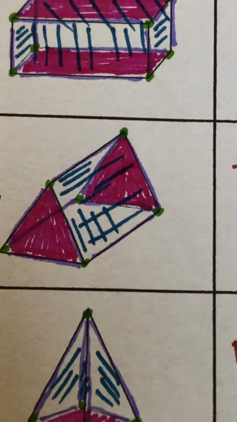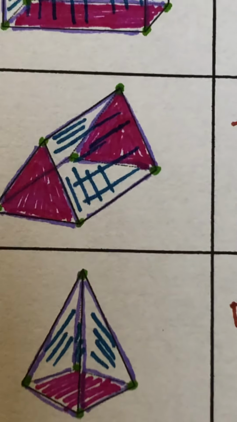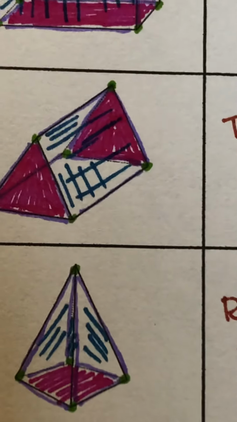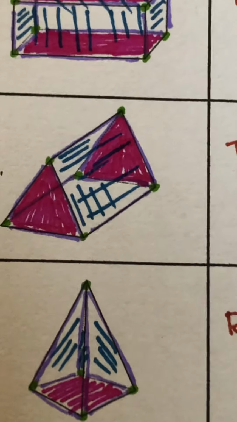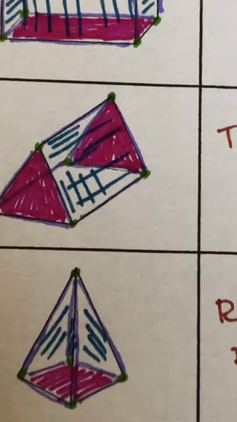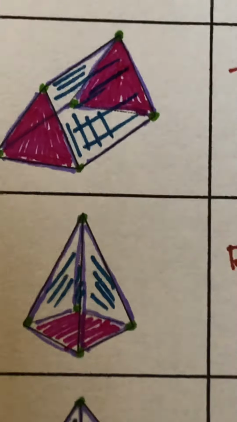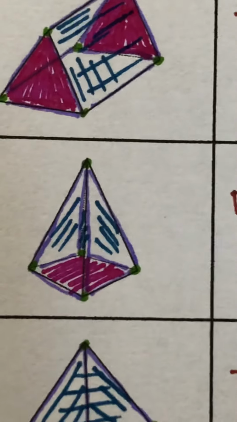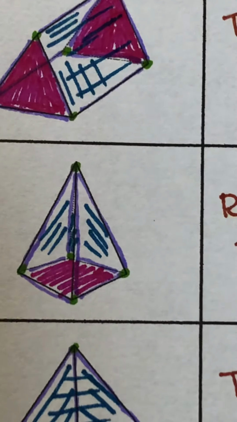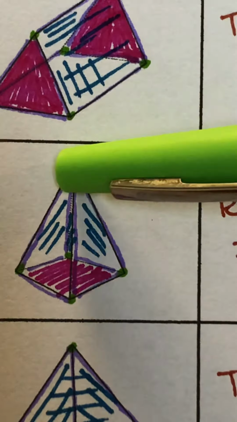So 9 edges. All right, the shape below that is a rectangular pyramid. Almost looks like a square pyramid, but this one is a rectangular base. So we call it a rectangular pyramid. It's named for its base. Notice the difference is that it all comes together at one point or vertex, okay? So all of these triangular faces come together at one point.